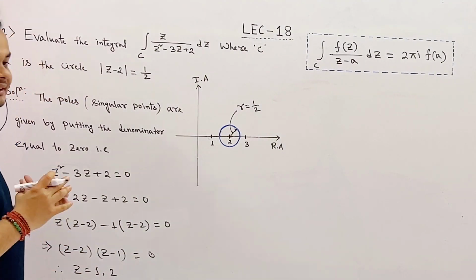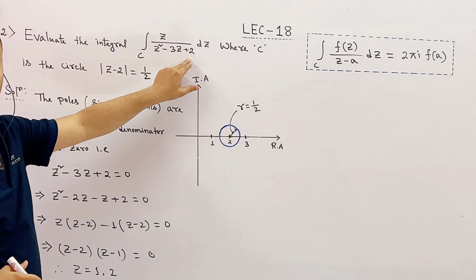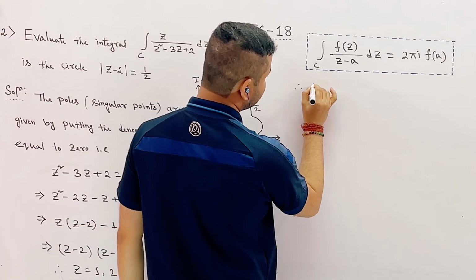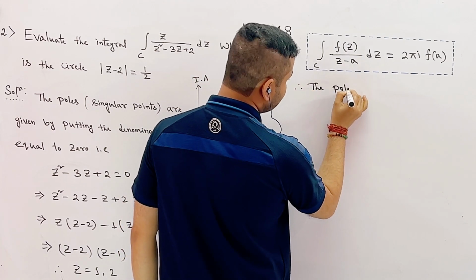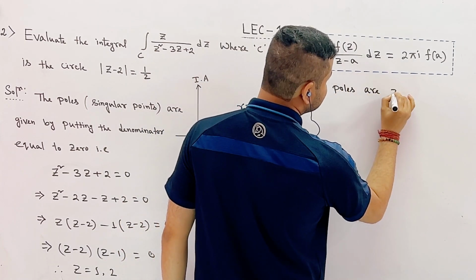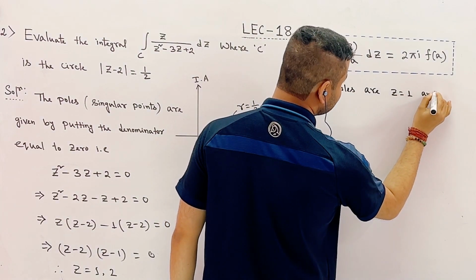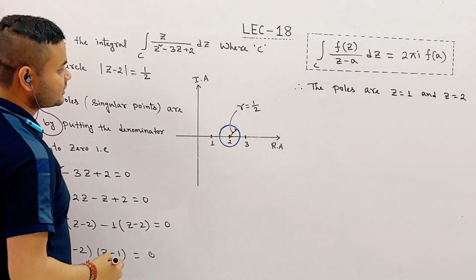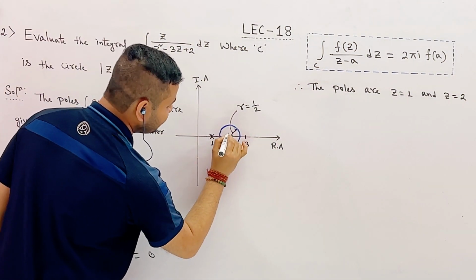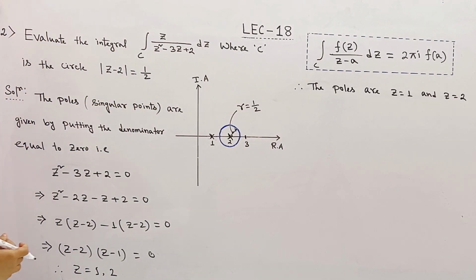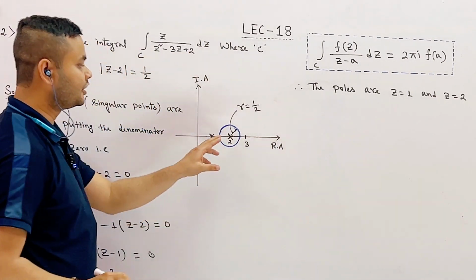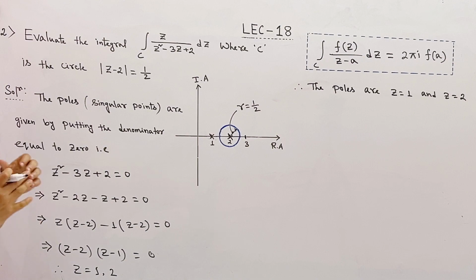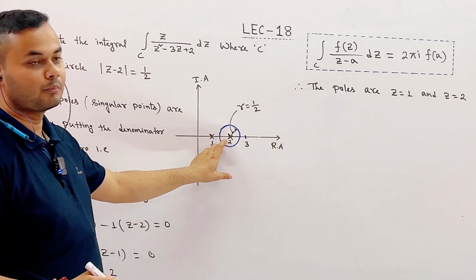So we have seen that there are two poles for this integrand, which are z equal to 1 and z equal to 2. So therefore, the poles are z equal to 1 and z equal to 2. The location of these poles are at this position and at this position. Again, we have seen that out of these two poles, only one pole at z equal to 2 lies inside the given circle. So we will apply Cauchy's integral formula for this pole only.